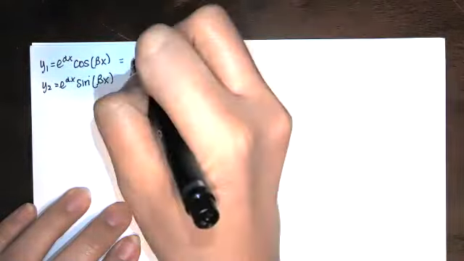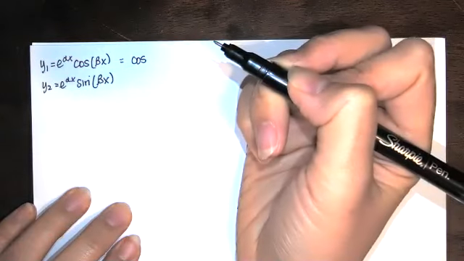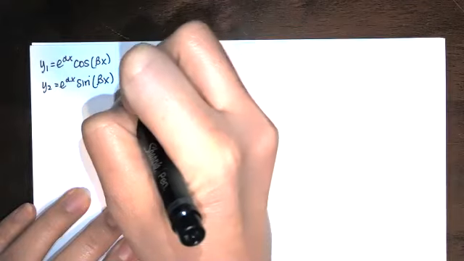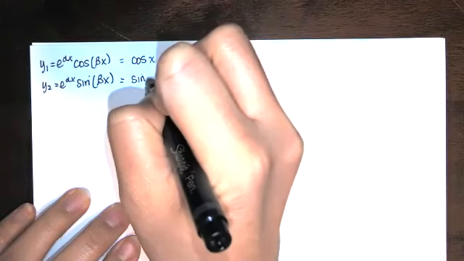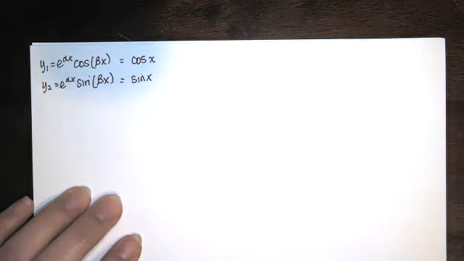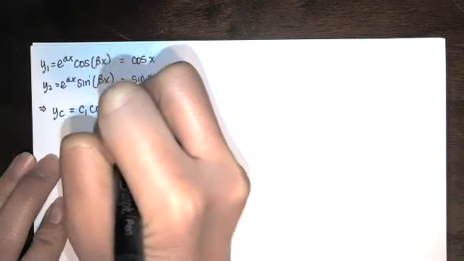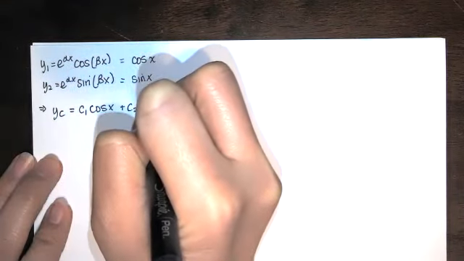In our case, alpha is 0, so this is e to the 0x, which is 1, times cosine of beta x. Beta is 1, so this is cosine of x. And y2 looks just like it, but instead of a cosine, you have a sine. So our two solutions are cosine of x and sine of x. So y sub c is c1 y1 plus c2 y2.